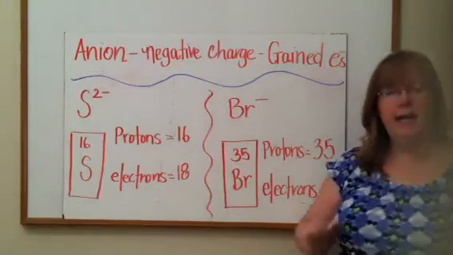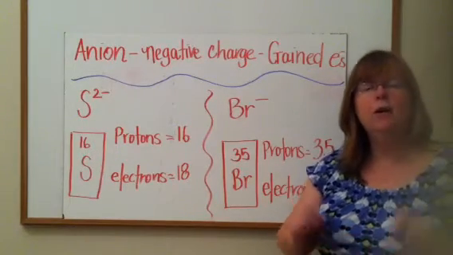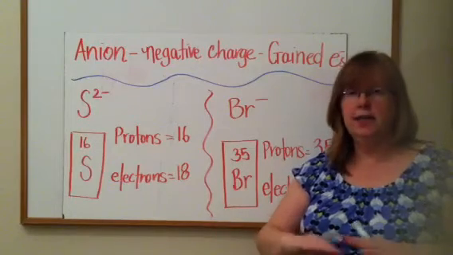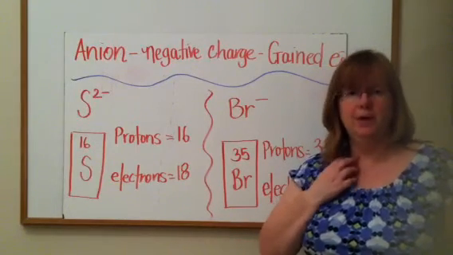So there we have it, ions. They are formed by gaining or losing electrons. So the number of electrons, it's no longer equal to the number of protons.